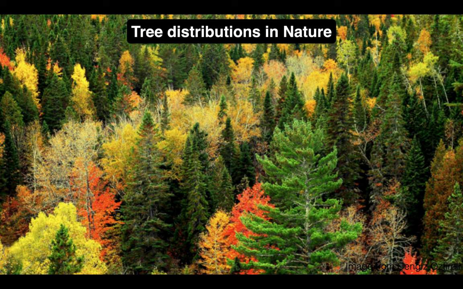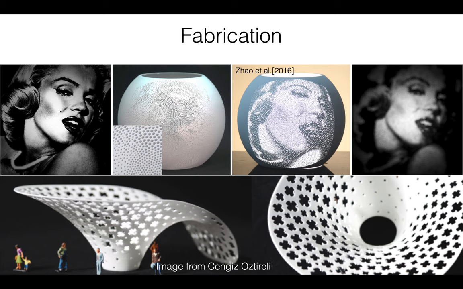For example, the way the trees are distributed in nature depends on many factors like the height of these trees, the diameter of their trunk, the spread of their branches. In fabrication, these correlations are also used to design perforated lampshades that can produce projected images on the nearby walls with high fidelity while conserving the underlying grayscale intensities. These correlations are also used to design more robust structures with minimum material used.